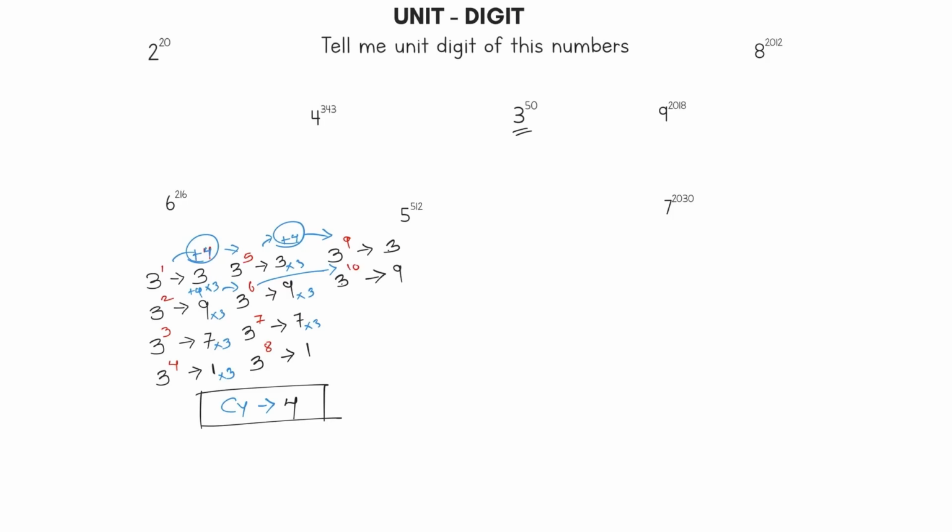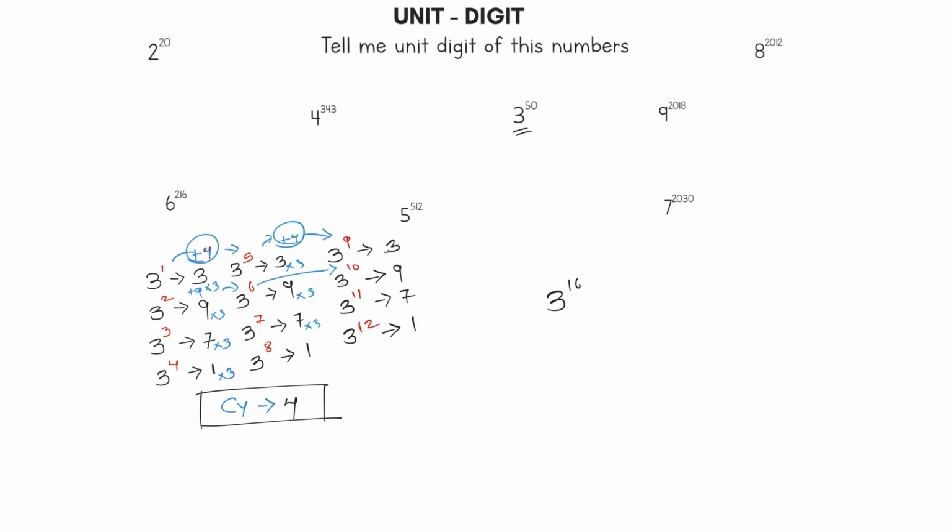Similarly, I can go for 3 raised to 11 and then 3 raised to 12. It will just be repeated like that. This will have a unit digit of 7 and this will have a unit digit of 1, and that's how simple it is. So after every 4 powers, the unit digit is getting repeated. So I need to find this out now. Say 3 raised to 16.